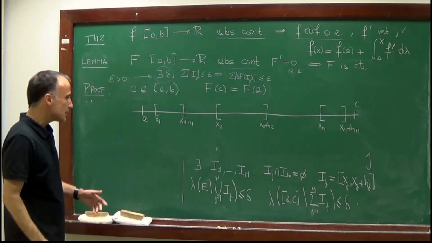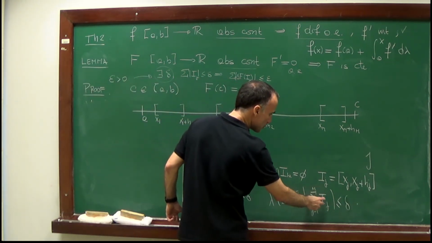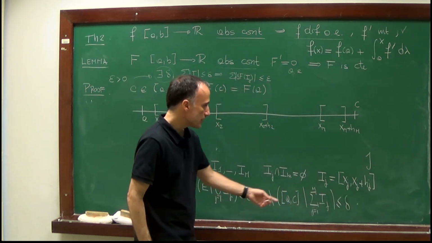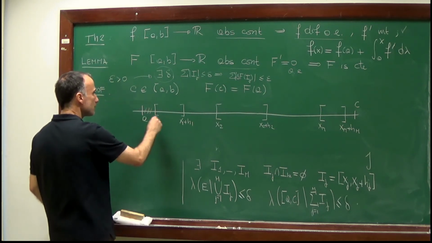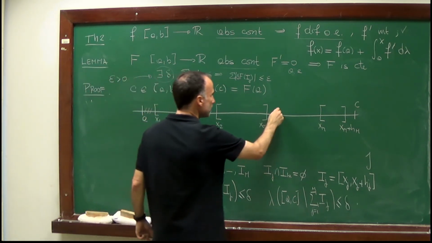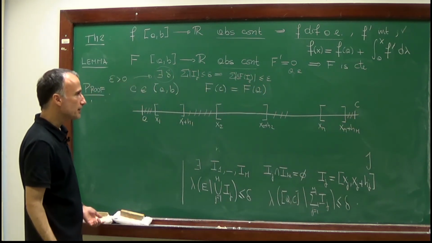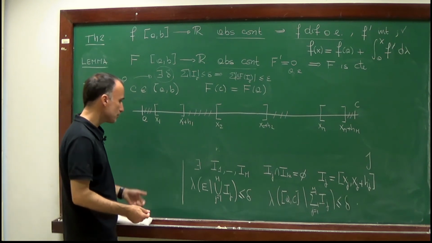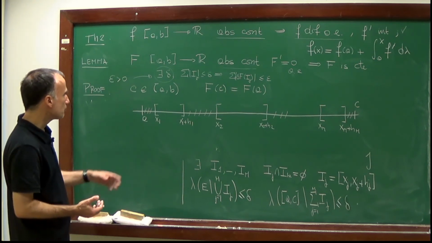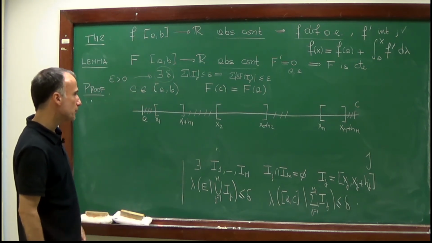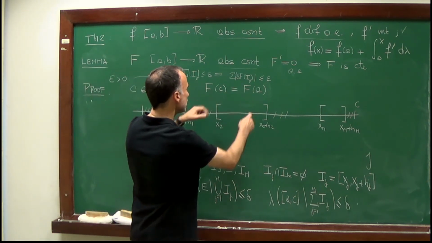Of course, this picture is misleading, because what I know is that the total length of AC minus this interval, this total length, is delta. So if I take this length, and I add this length, and this length, what I get is something smaller than delta, and this picture indicates the opposite, but it will be easier to explain the proof with such a picture.